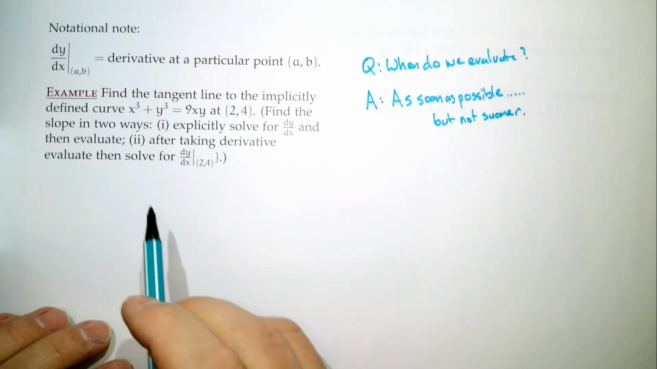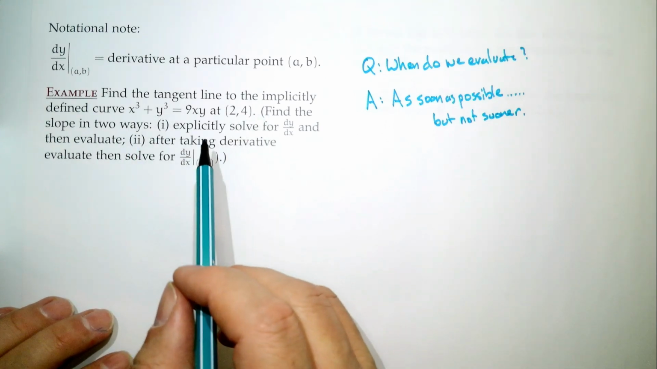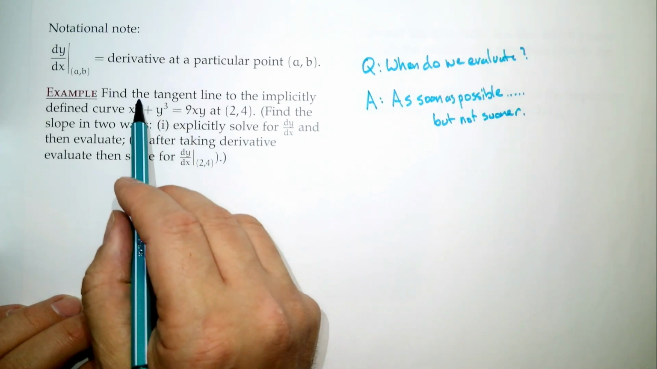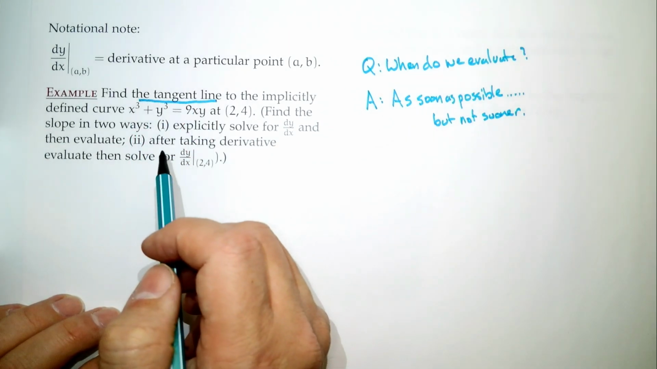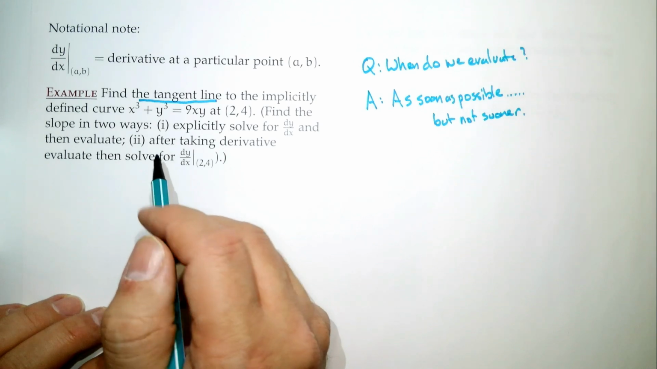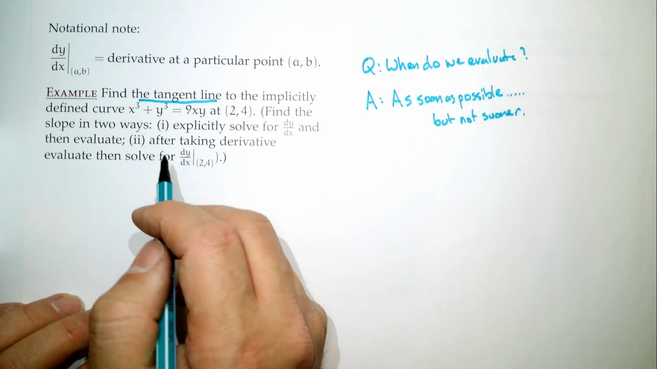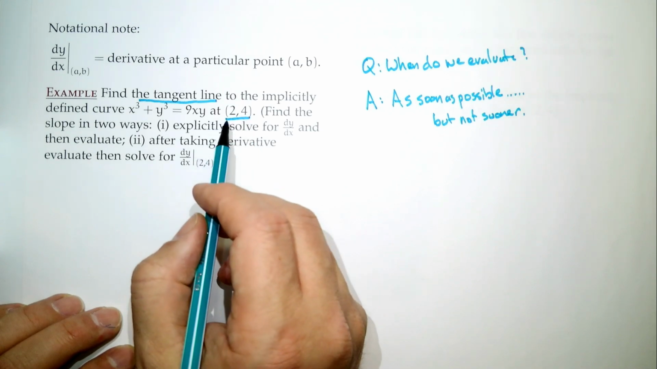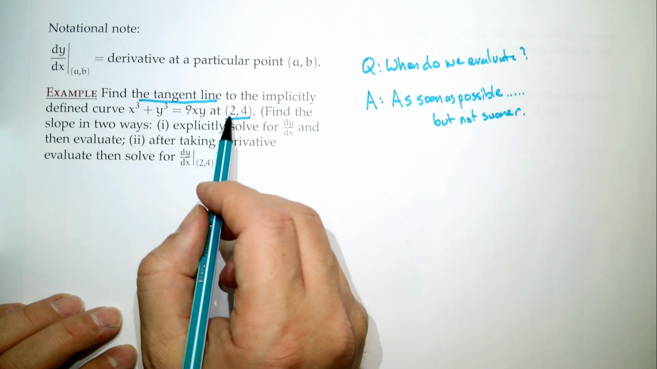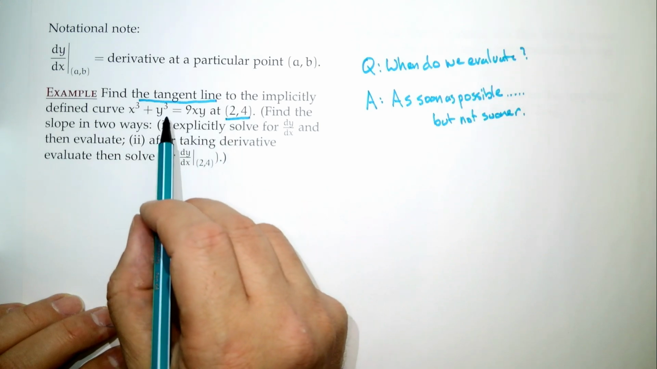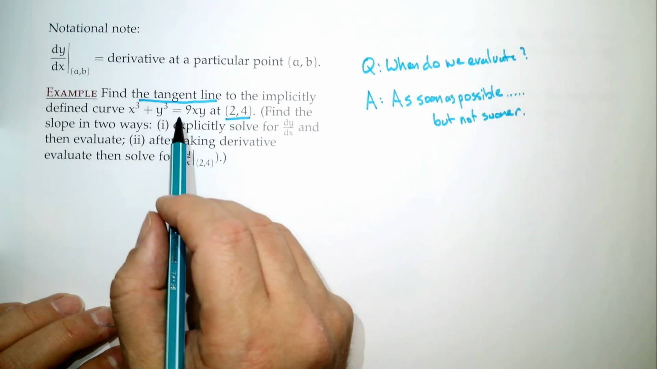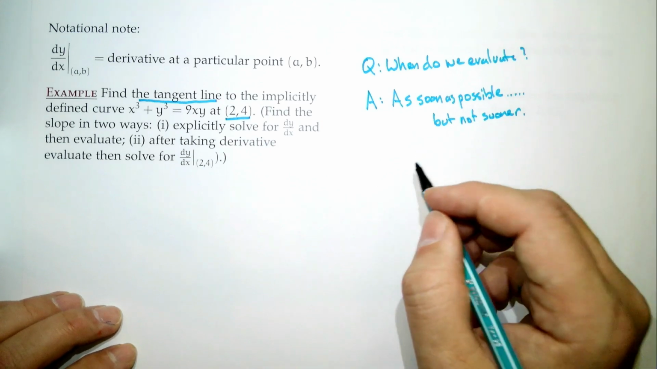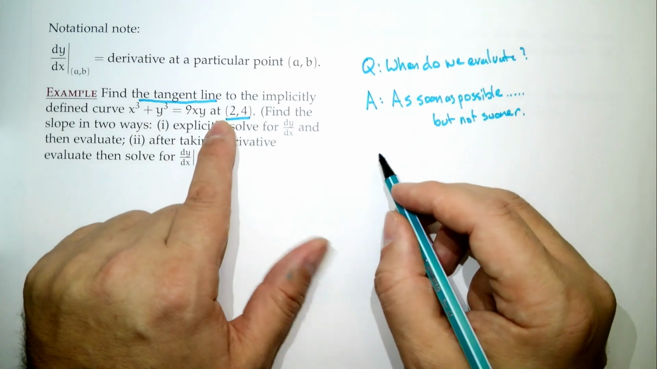Okay, so we're going to find the tangent line. If I'm looking for the tangent line, what information do I need? Slope and point. Do I have either of those? I have the point. Now, one thing we should be a little bit cautious of: is this point actually on this curve? How can we check? Plug it in and see if it satisfies the relationship.